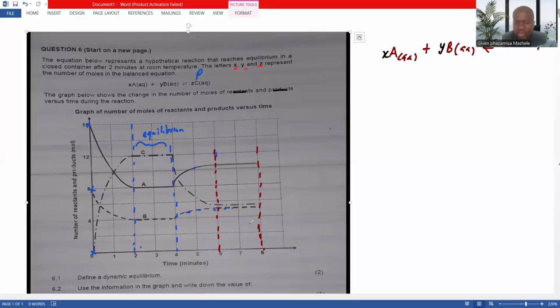Something you need to understand here is that if we were to calculate Kc, whether before or after the disturbance, the Kc should be the same. But we'll talk about that. So between 6 and 8, there's still a new equilibrium after the disturbance. Now, I just want us to analyze this question without having to look at the question itself.